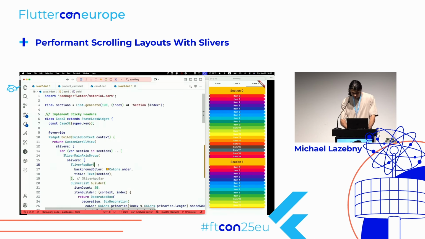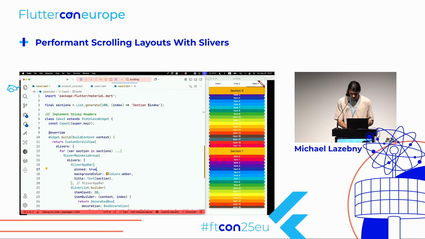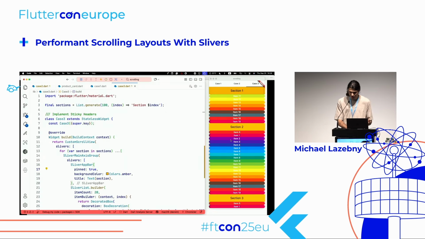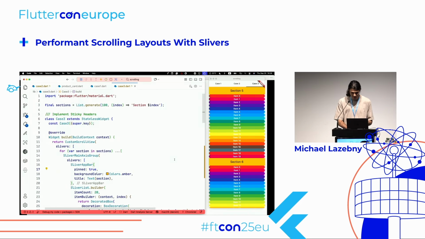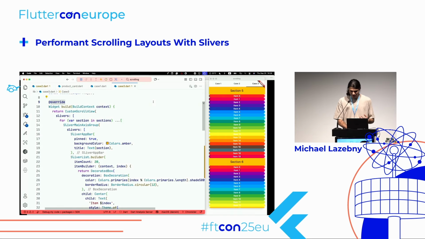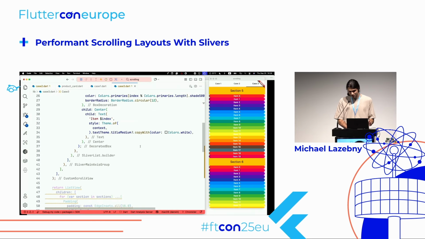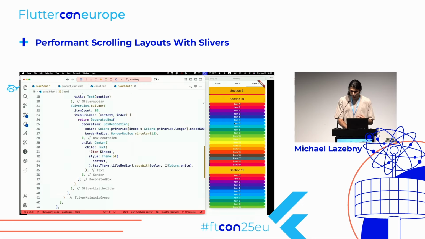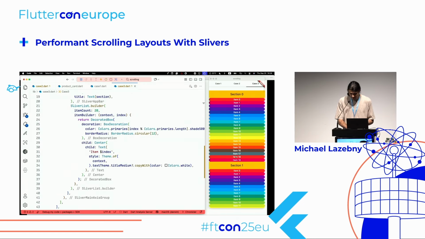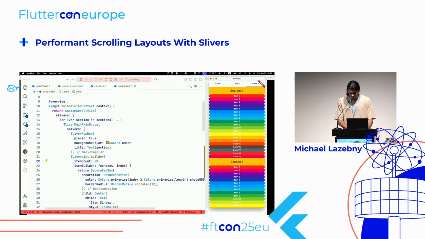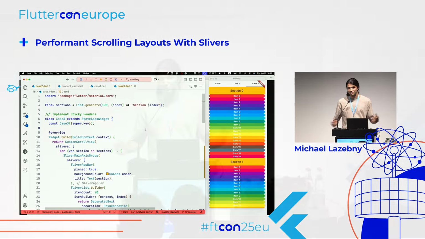And for the sliver app bar, I would like to add the pinned parameter, which makes it possible to actually pin something. And now, as you can see, there are sticky scroll headers. It works. It is an extremely simple thing, right? There are like 40 lines of code, and there are performant sticky scroll headers that just work. Something like that. Yeah, that is it. That concludes my presentation.